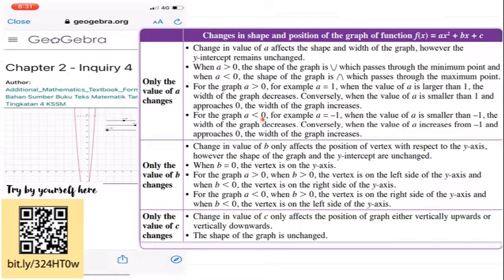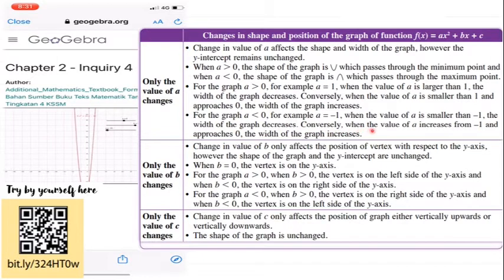For a graph with a less than 0, for example a is negative 1, when the value of a is smaller than negative 1, let's say a is equal to negative 2, negative 3, negative 4, and so on, the width of the graph decreases. So the graph becomes smaller.